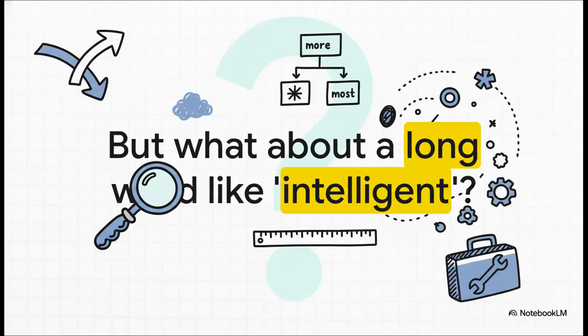Okay, so that all makes sense for shorter words. But what happens when you've got a longer, more complicated word, like intelligent? Trying to say intelligenter just sounds wrong, doesn't it? Well, that's because it is. There's a totally different tool for that.